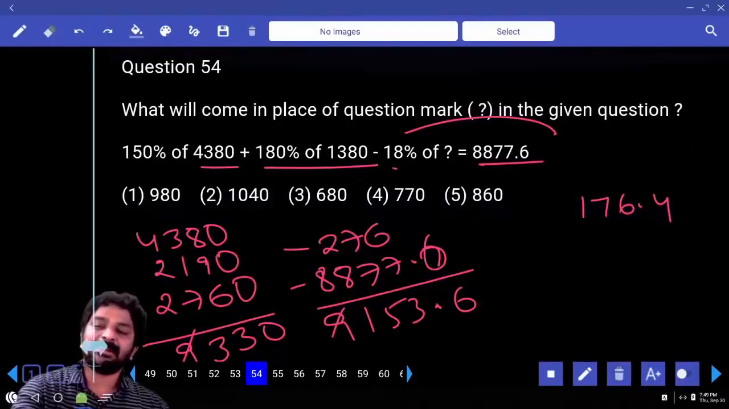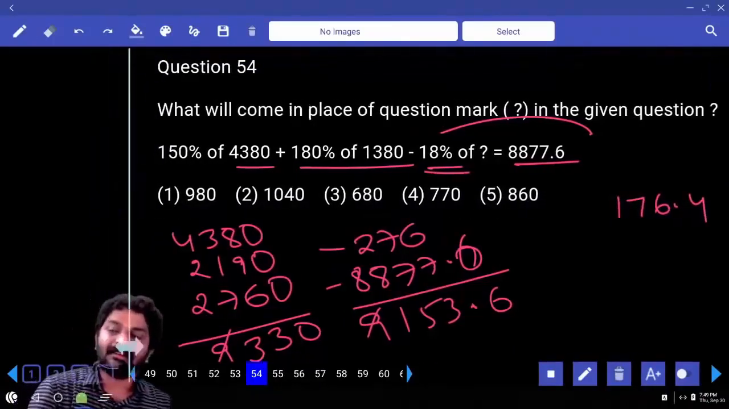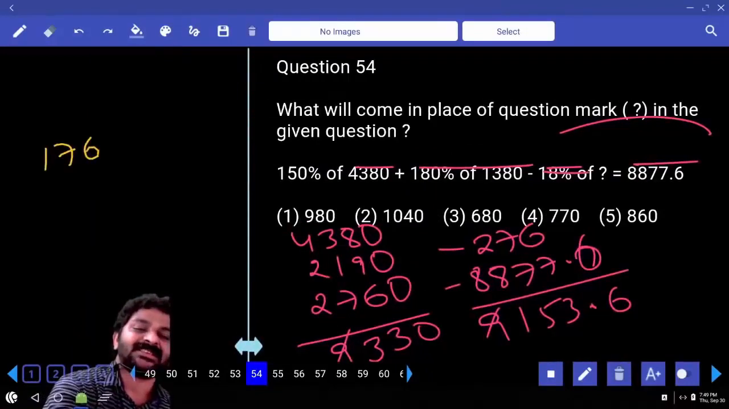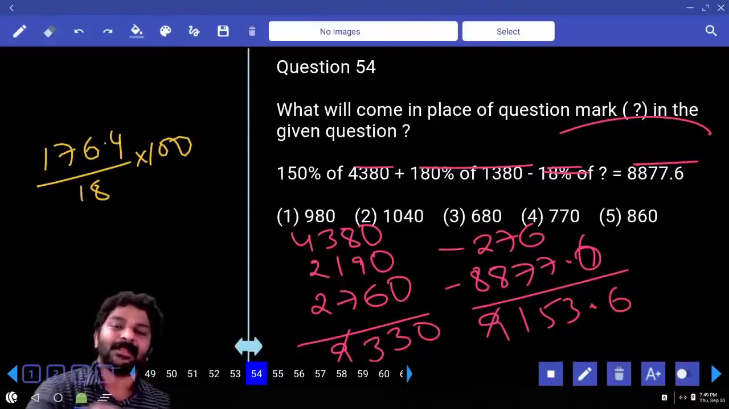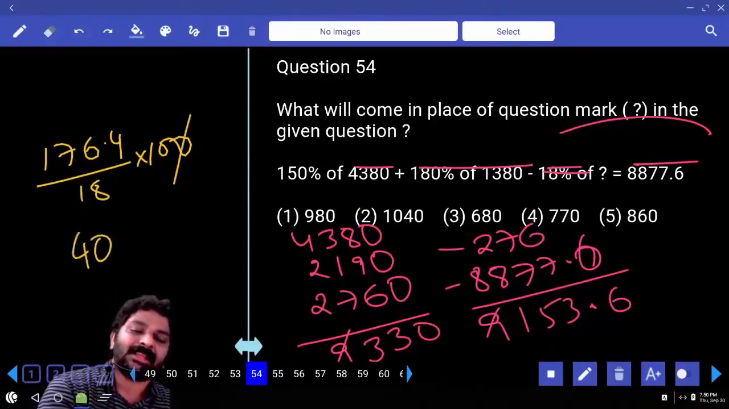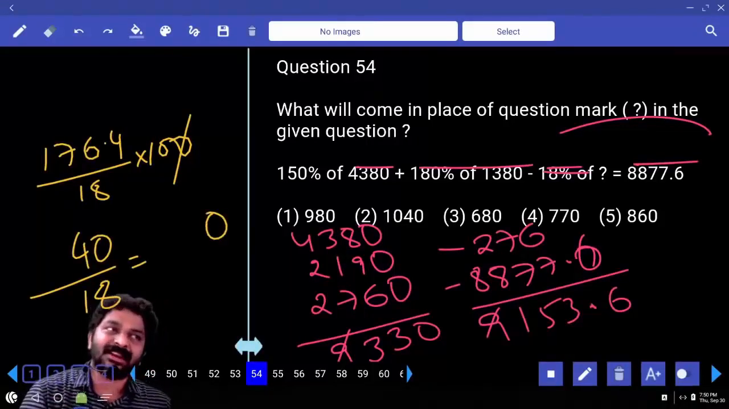176.4 is equal to what percentage? Then 1% is 176.4 divided by 18. Percentage, that is equal to into 100 only. 10 and decimal gets cancelled. So numerator ends with 40. Denominator ends with 18. Numerator there is 0. Answer should end with 0.